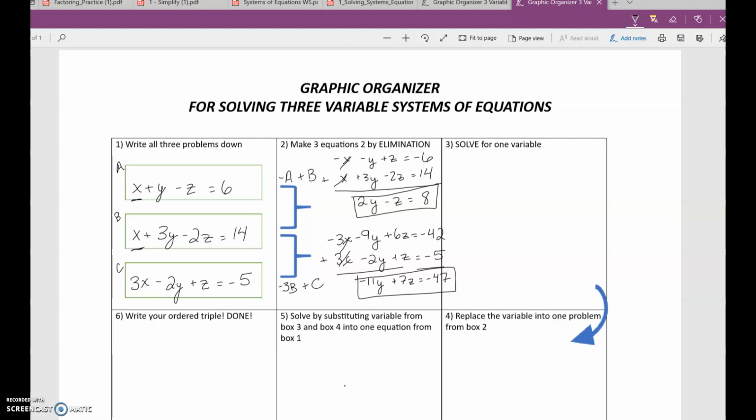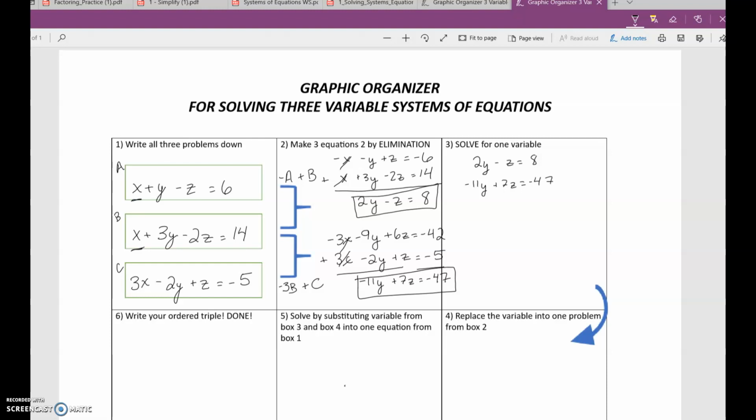So now I need to, for step number 3, combine these two in order to solve for one variable. So let's just write them again. 2y minus z equals 8, and -11y plus 7z equals -47.